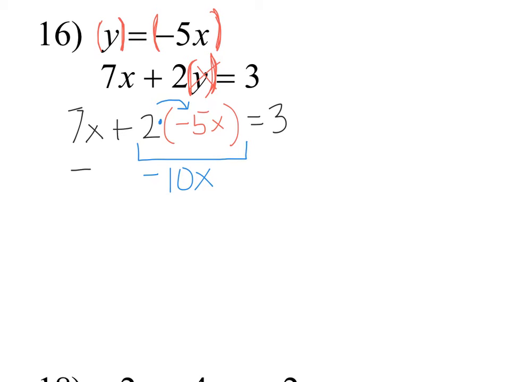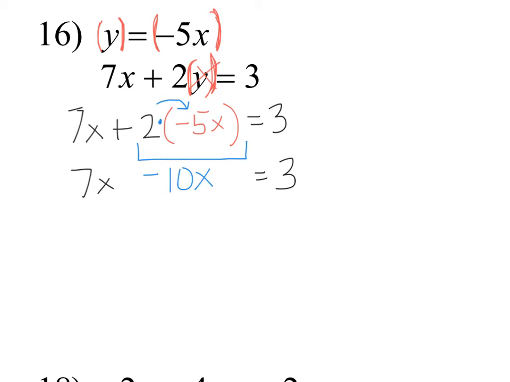I still have to bring down the 7x and the equals 3. My plus sign sitting right here, I could bring it down, but I don't really need to because my negative 10x can turn into a minus sign so that I have 7x minus 10x.